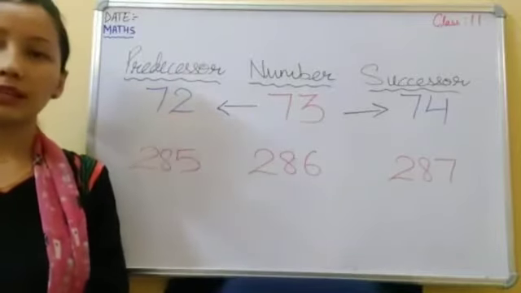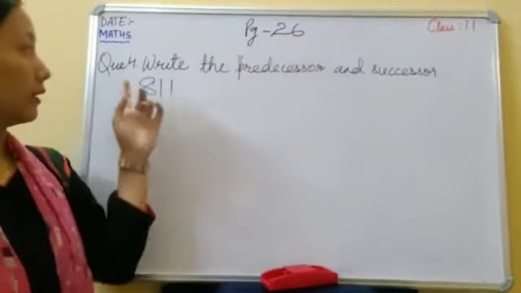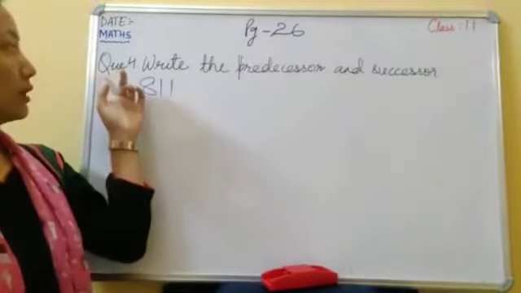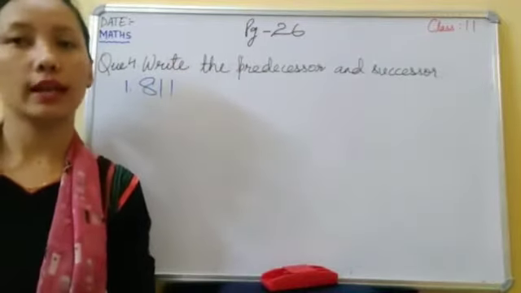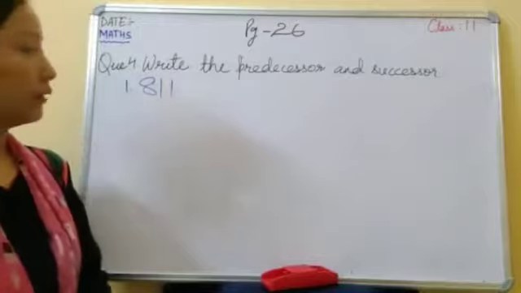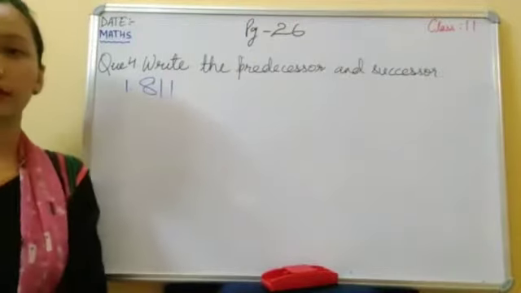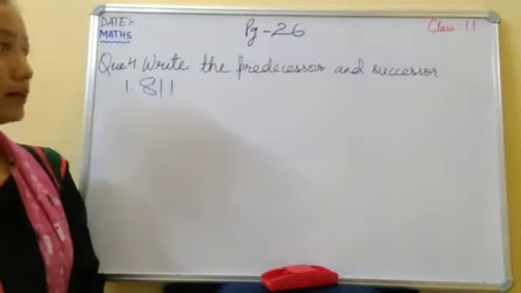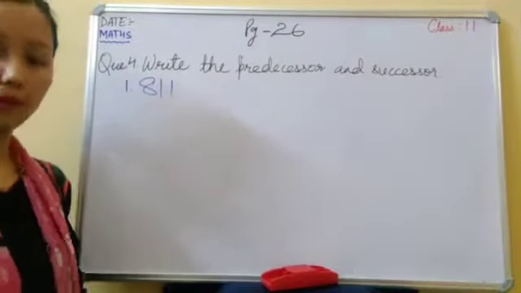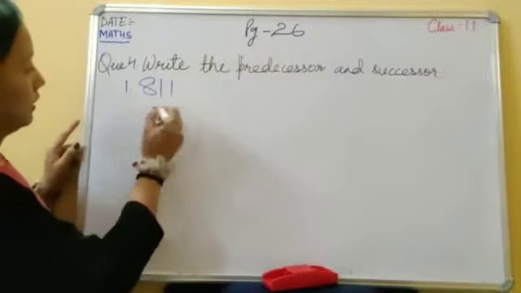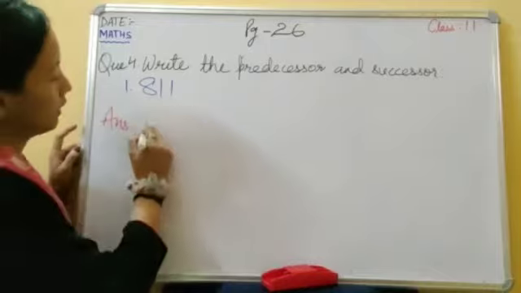Yes, students? On page number 26, here the question is write the predecessor and successor of the following numbers. Okay, first number is 811. Here you have to write the predecessor and successor both. Okay, so let's do answer, right?